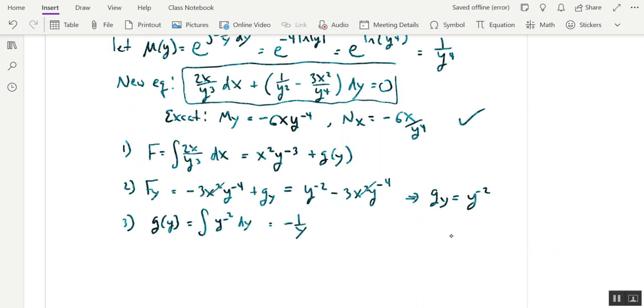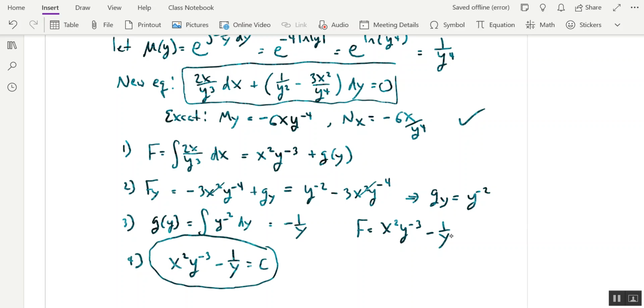So my big F is x squared y to the negative 3 plus g of y, so minus 1 over y. And then my final answer, I need to set that equal to a constant. So my solution is x squared y to the negative 3 minus 1 over y equals c.